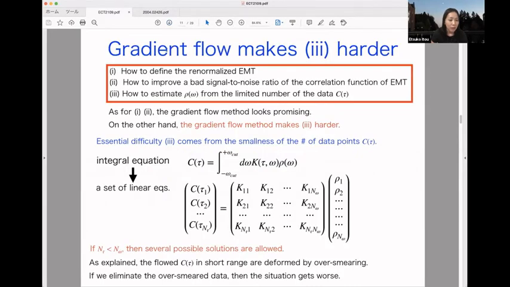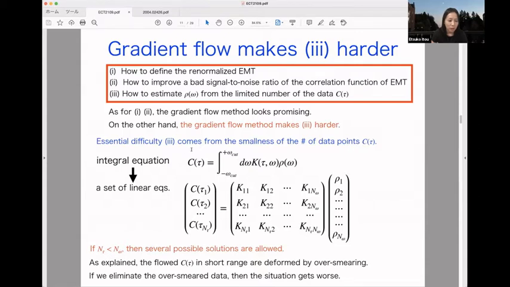So far we see the gradient flow method looks very promising for the first and second difficulty. However, the gradient flow method makes the third difficulty harder: the estimation of the spectral function. Let me explain this. The essential third difficulty comes from the smallness of the number of data points of the correlation function.